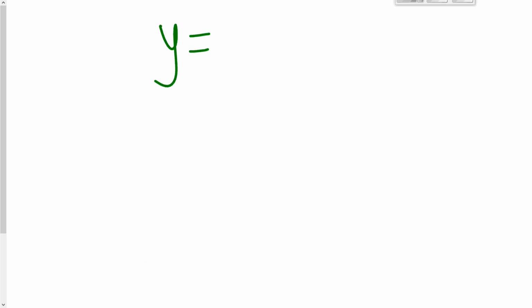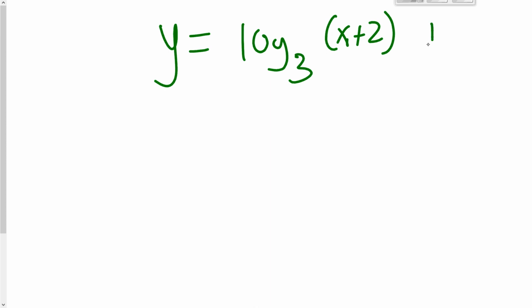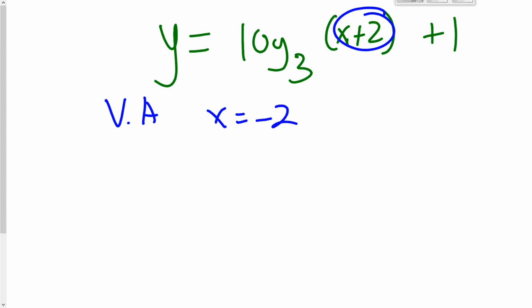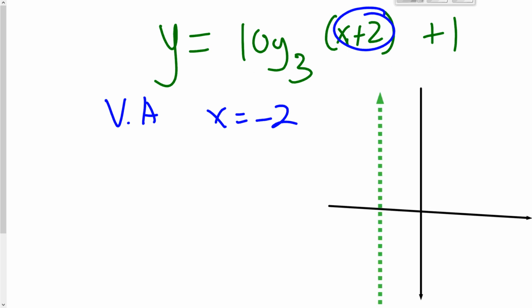Okay, what about this? Log base 3 of x plus 2, plus 1. Again, I start out with my vertical asymptote. That's the opposite of what's in here, so that's x equals negative 2. So we can go ahead and graph that. Let's put in negative 2 right there. Now we find some points.